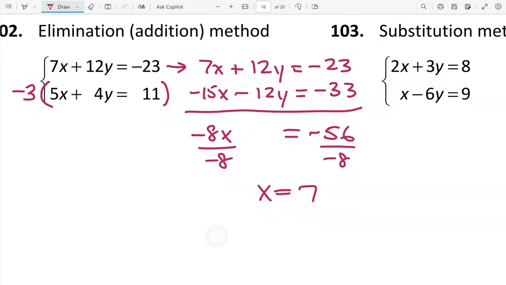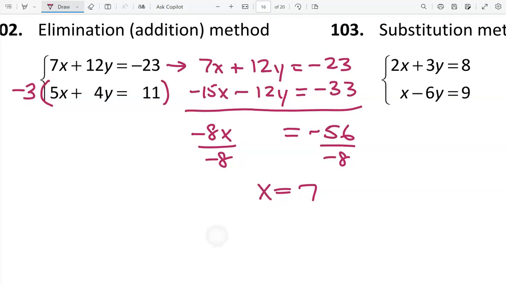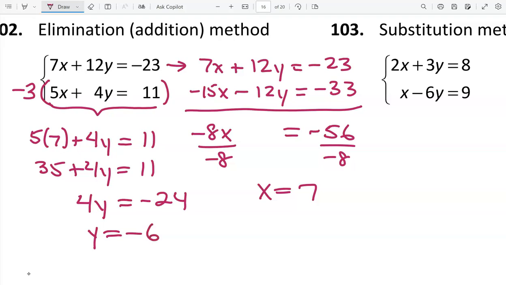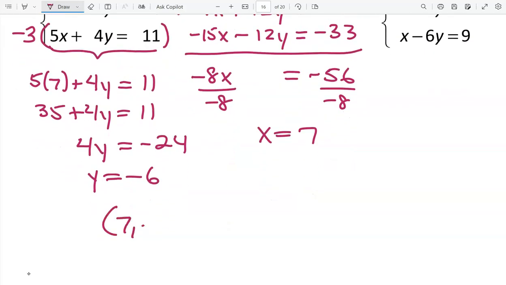Remember, the solution to the system is an ordered pair, so we still need the y coordinate. And so I'm going to take equation number 2 here, the original one, and I'm going to replace the x with 7 and just solve for the y value. So 35 plus 4y is equal to 11. Subtracting 35, we get negative 24, and then dividing by 4, y is equal to negative 6. Remember that your solution must be given in ordered pair format. That means parentheses and a comma in between, with x as the first coordinate and y as the second.